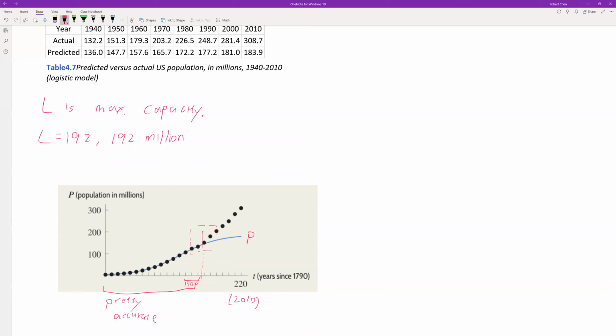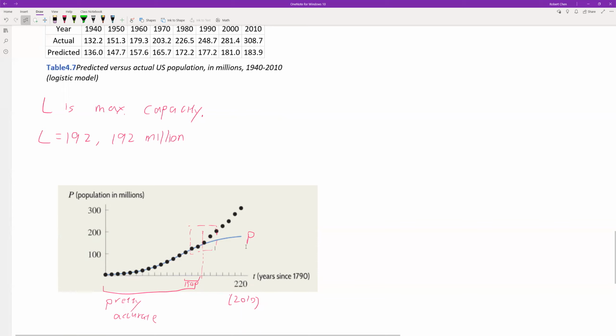Right. So even though after that we still see a rapid increase in the population, for small t values or lower t values, the logistic model is fairly accurate, actually more accurate than exponential in the beginning. But later on we see that it still keeps on increasing, so the max capacity of 192 million might not work in this case.